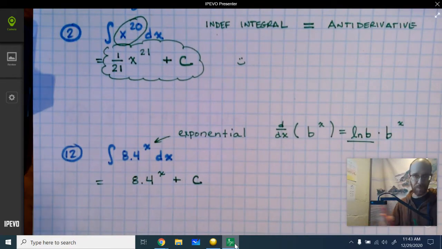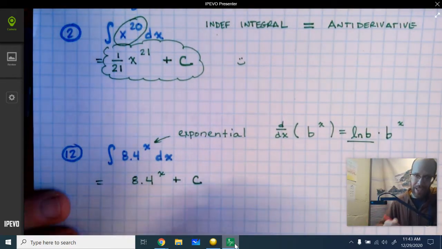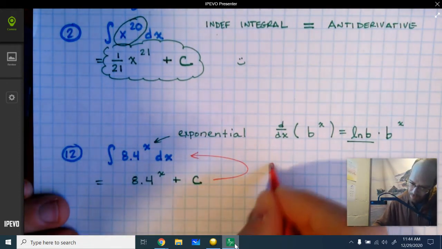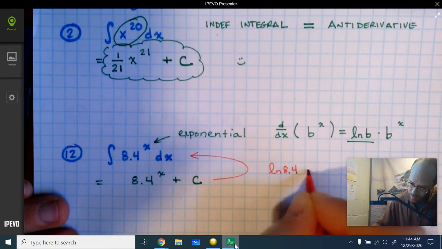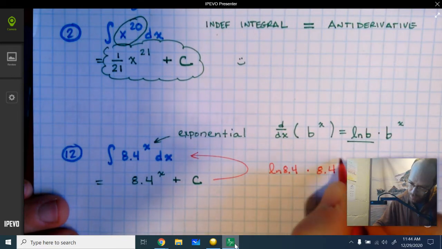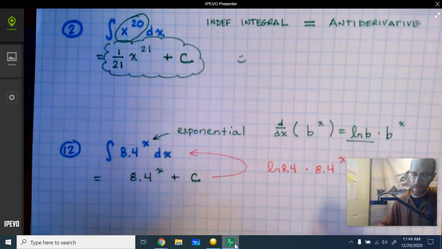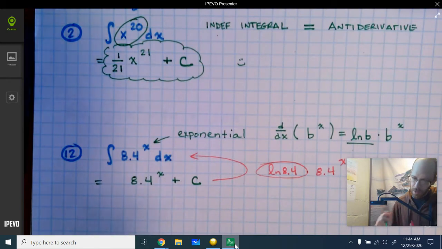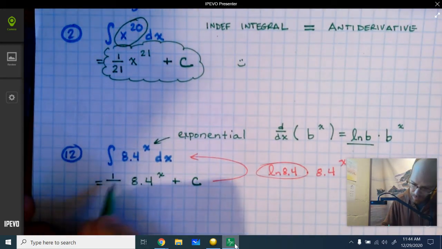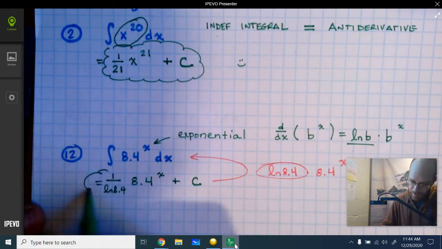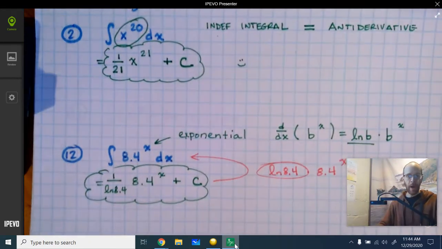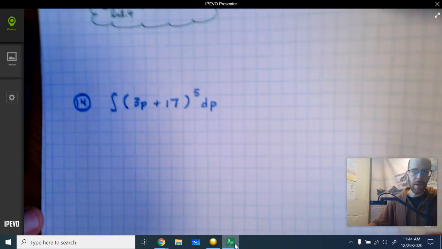Okay, so that's going to be my guess. Now, if I actually take the derivative of my guess, that would be natural log of 8.4 multiplied by 8.4 to the x power. So as I look at the derivative of my guess, I can see that it's got this extra term right here. So I'm going to multiply by the reciprocal of that term, or 1 over that term, and that will give us our answer. Okay. Move it along. Let's go to number 14.